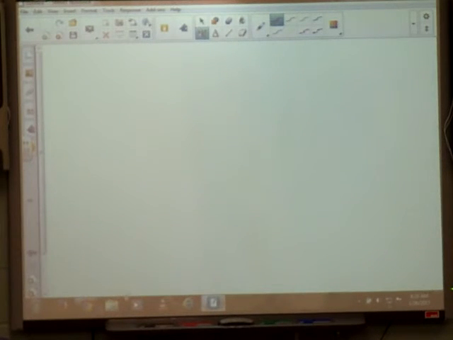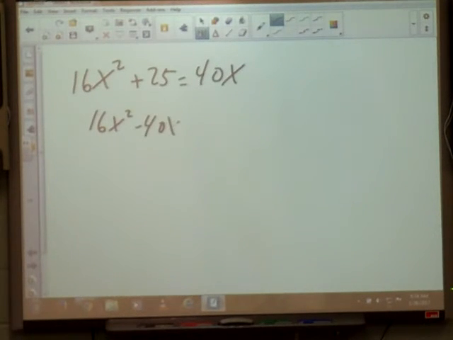All right, let's do one more of those. 16x squared plus 25 equals 40x. Directions are the same. Tell the number and type of solutions. So first thing we've got to do is get that in standard form. What do we do to get in standard form? So we have 16x squared minus 40x plus 25 is equal to 0. What's our A? 16. B? C.